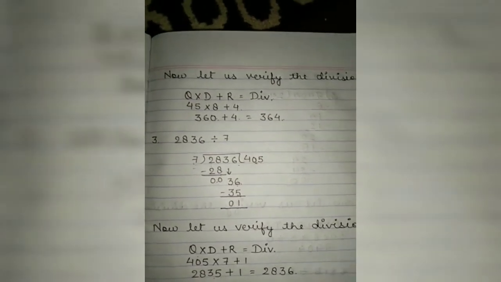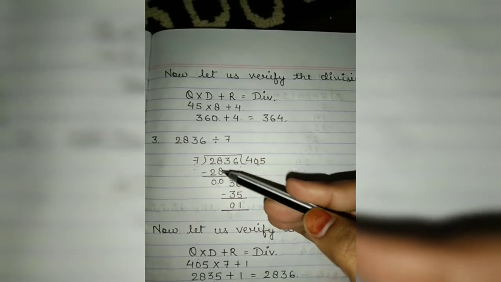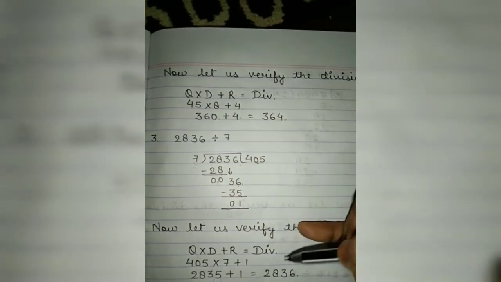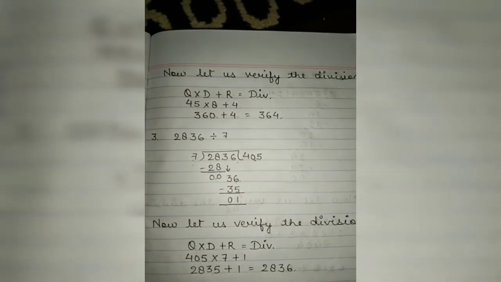2836 and this you can see children, 2836 is the same as 2836 given in the question. It is the dividend. So this means our division is correct.